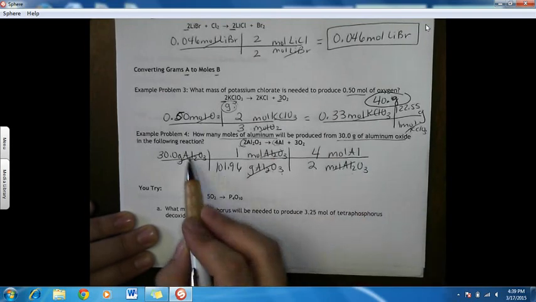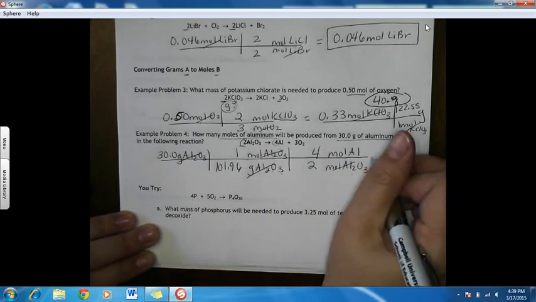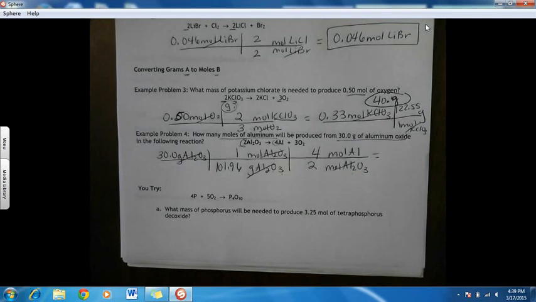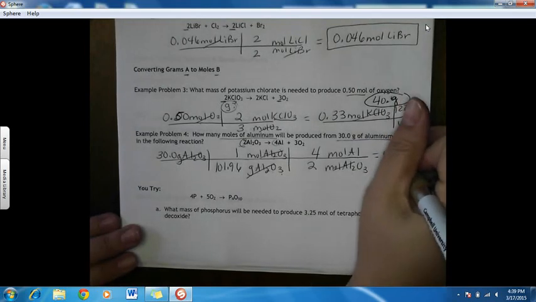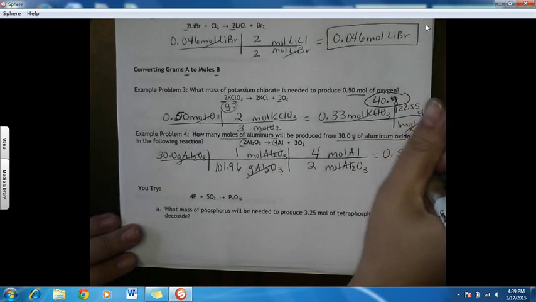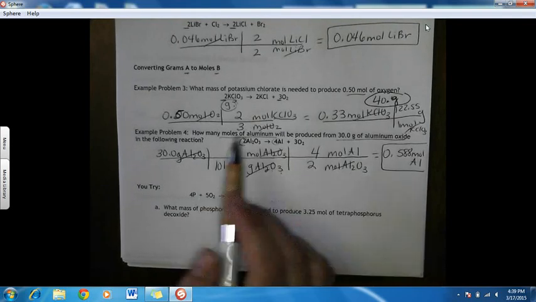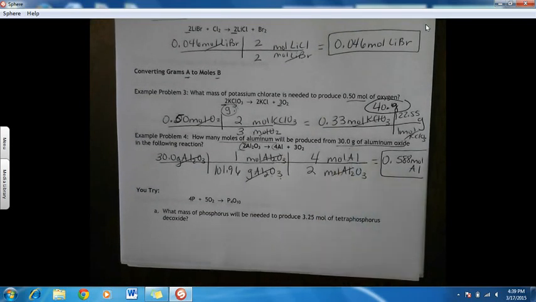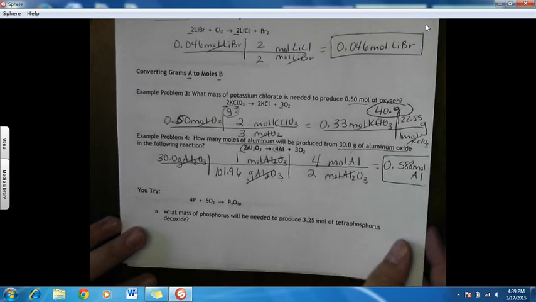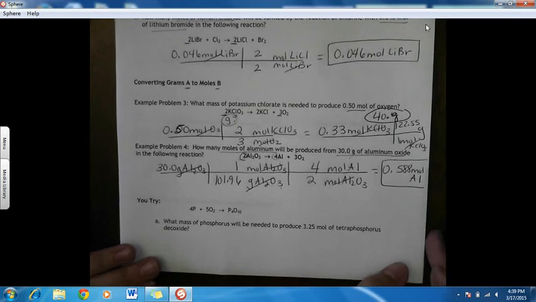And so then we'll multiply across the top and divide by what's on the bottom. And so we'd take 30 times 4 divided by 101.96 divided by 2, and we get 0.588 moles of aluminum. And we needed to keep 3 significant figures because we began with 3 significant figures. Okay, so you pause and try this next problem, and then when you come back I'll go through it with you.